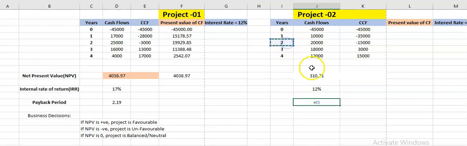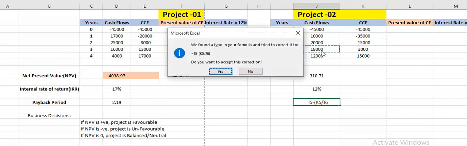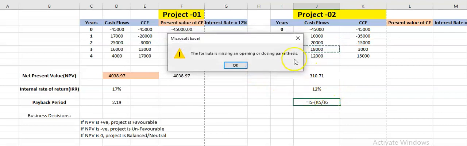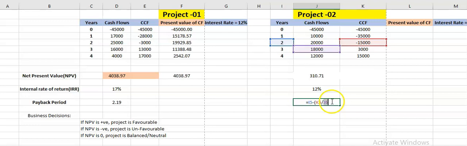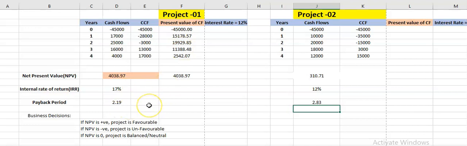Select year 2, minus, start the bracket, last negative cumulative cash flow divided by the next positive cash flow. Something is going wrong. Close the bracket, and here is the payback period, that is 2.83. Now if we conclude all these calculations for our business decision, we evaluate them one by one.